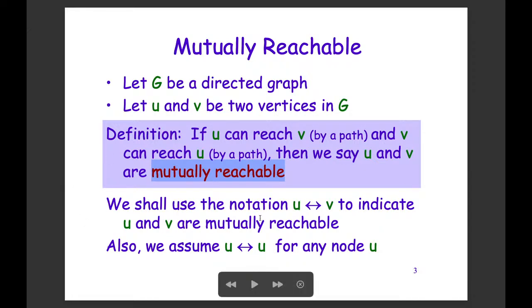If this is the case, we will write it with a shorthand notation: U with a double-sided arrow to V, which means that U can reach V and V can reach U. Here we assume that although there may be no edge joining U to itself, we will simply assume that U is reachable to U.